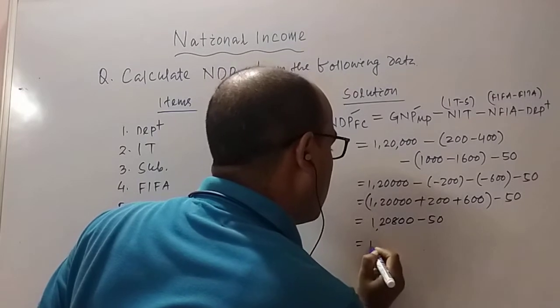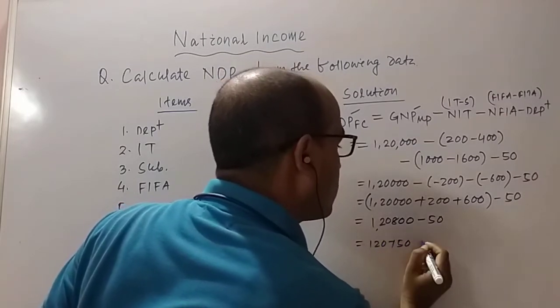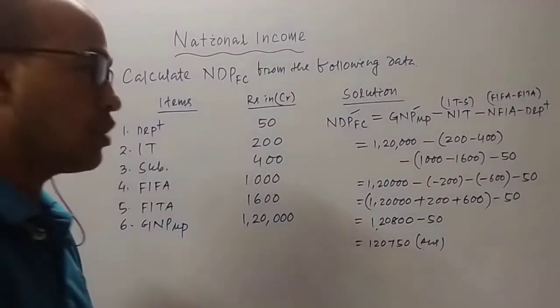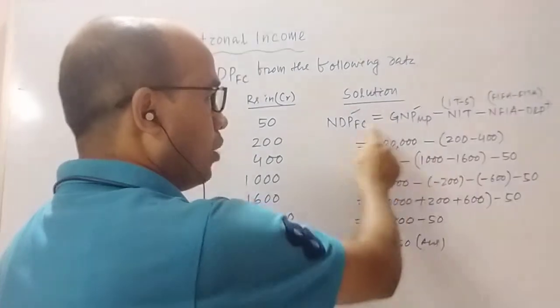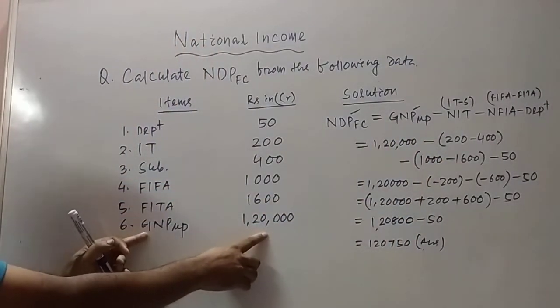That is called 120. That is 750. So this is your answer. Kindly go through this answer once again and check it. In the place of GNPmp, we have written 1,20,000.